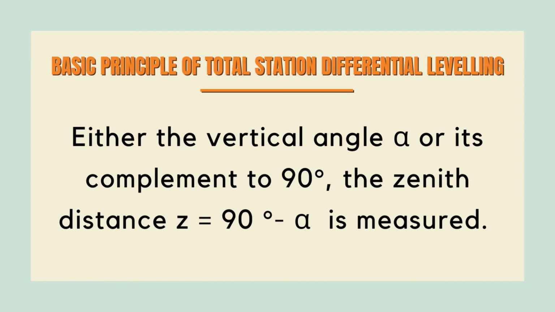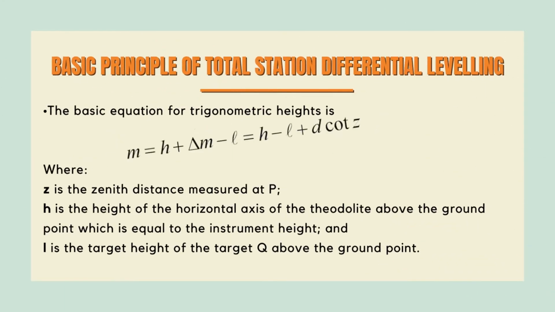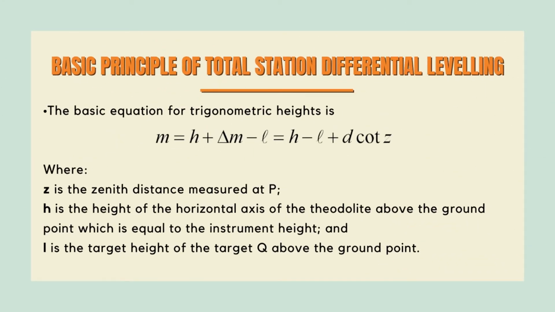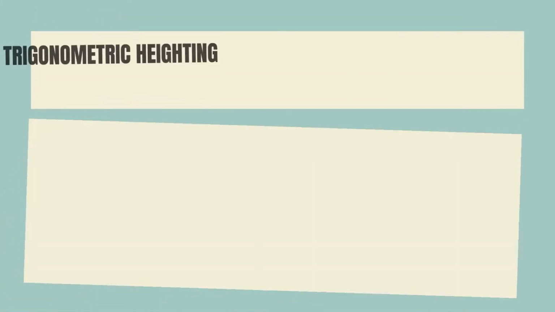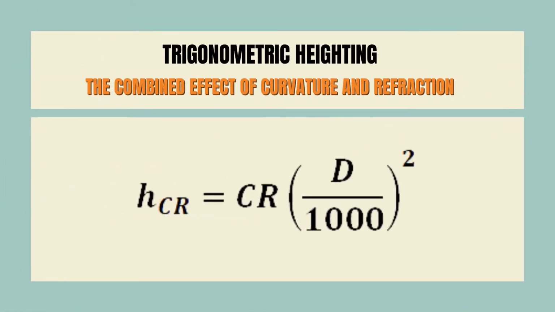As indicated in the figure, either the vertical angle alpha or its complement to 90 degrees, the zenith distance z, which is equal to 90 degrees minus alpha, is measured. The basic equation for trigonometric heights is shown in figure 1, where z is the zenith distance measured at P, h is the height of the horizontal axis of the theodolite above the ground point, which is equal to the instrument height, and i is the target height of the target Q above the ground point. This equation is only valid for short distances.